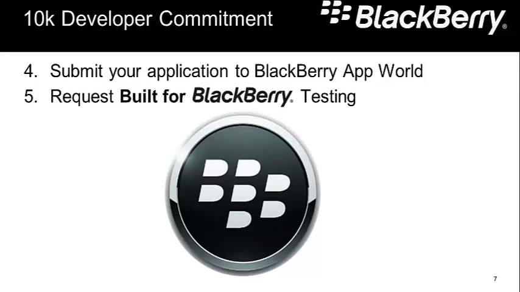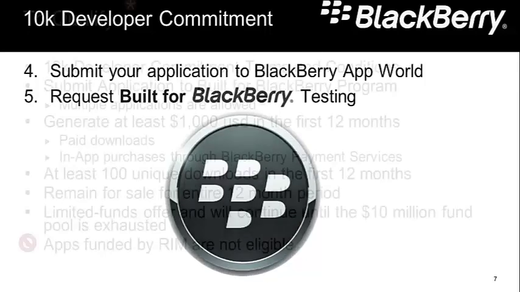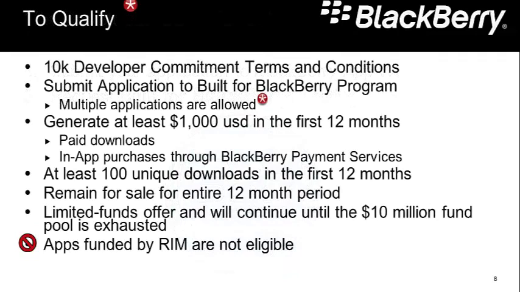I mentioned earlier there's a little bit of fine print, so let's talk about the fine print. To qualify for the 10K Developer Commitment, couple of things you have to do. First, you have to agree to the 10K Developer Commitment terms and conditions. Those are available out on the website. You need to submit an application to the Built for BlackBerry program and have it qualified. You are able to submit multiple applications for the Built for BlackBerry program. However, only one will qualify for the 10K Developer Commitment. And that one will be the one that generates at least $1,000 first.